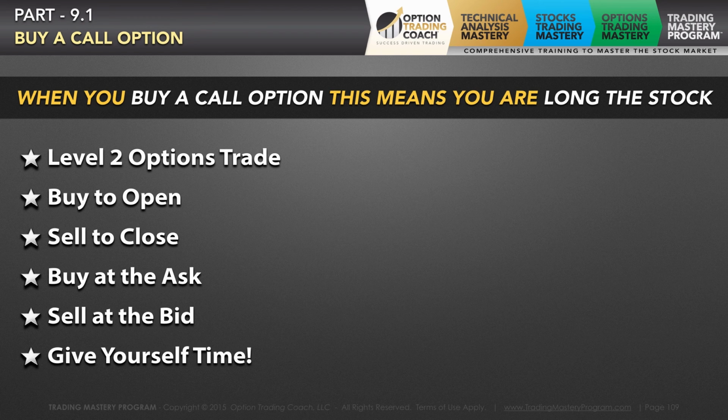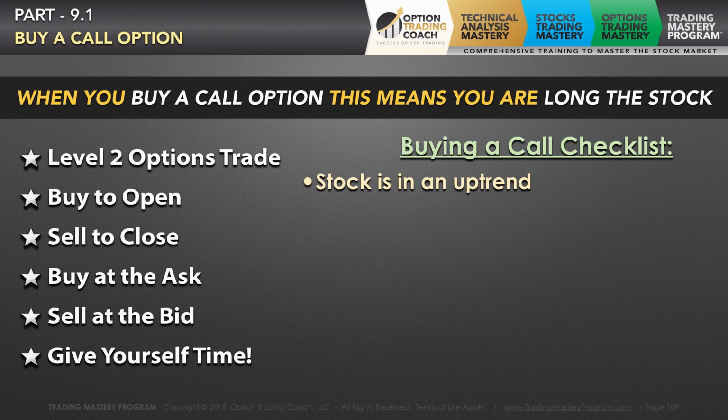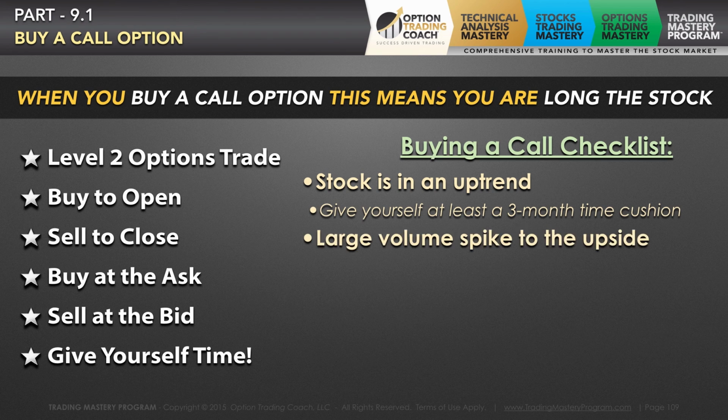You need to be very careful, because when you buy options, you're fighting the clock. They're decaying assets. When you buy a call option, you need to give yourself time. You want to see that the stock is in an uptrend and the overall market is in an uptrend, and you need to give yourself at least that 3-month time cushion. You want to see a large volume spike to the upside. With the stochastics or whatever oscillator you're using, you want to see it oversold or moving higher.